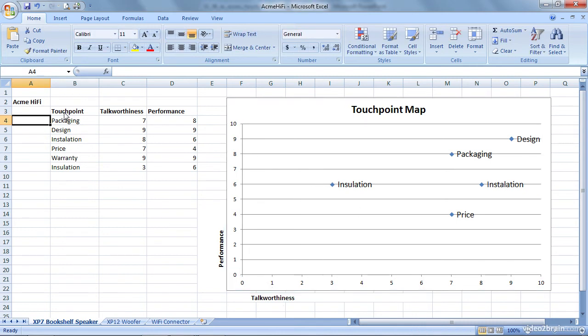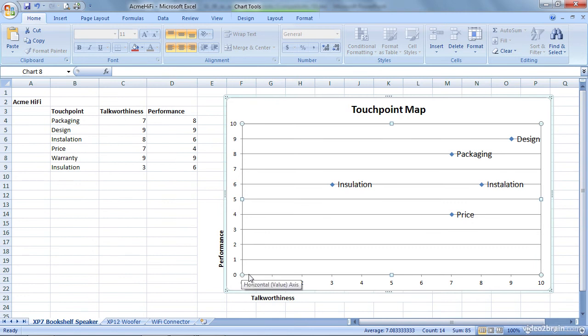So again, in summary, I've collected up for Acme Hi-Fi a handful of touch points for our XP7 bookshelf speaker. For each one, I've looked at the talk-worthiness and the performance of those, and then I've just plotted those on a chart. If I look at a diagonal line right across here, anything that's below that line is potentially being talked about in a negative way that is actually hurting my purchase process. In other words, the talk value itself is high enough that negative performance is going to end up retarding my purchase process, which I really don't want.